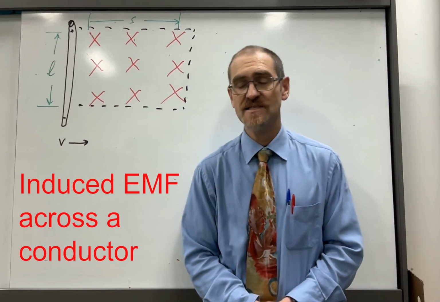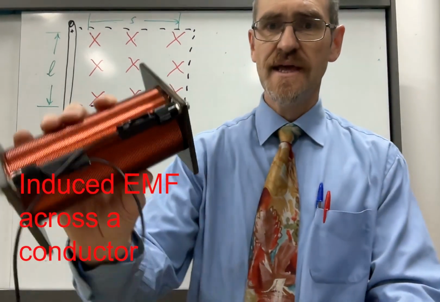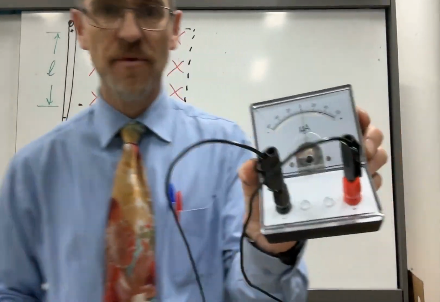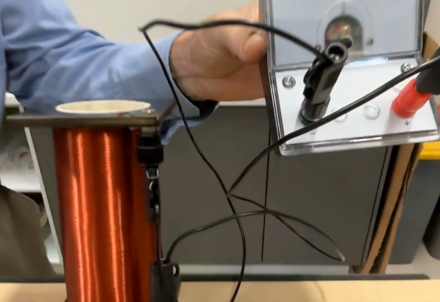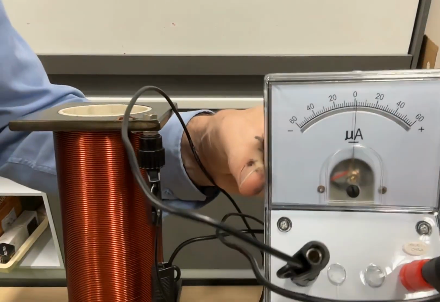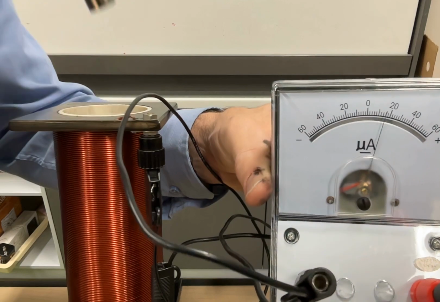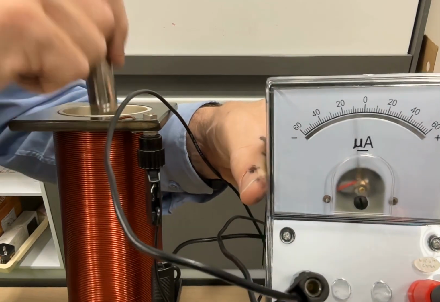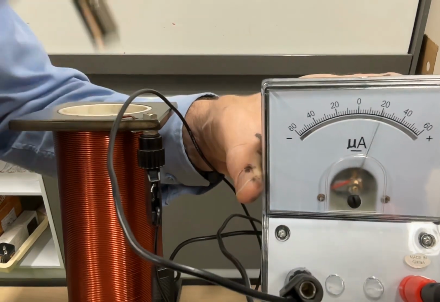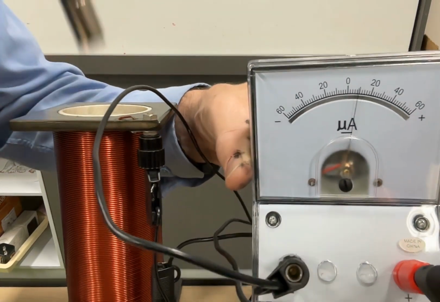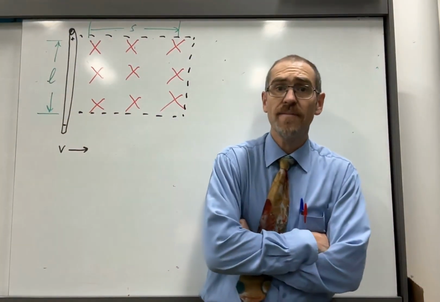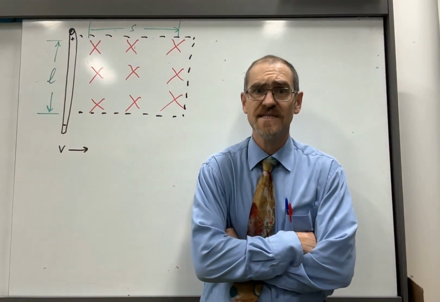Hi everyone, in class this week we took a solenoid and attached it to an ammeter. This particular one is a micro ammeter, and we got ourselves a magnet and placed it in and out of the solenoid, and we saw that there was a voltage induced across the solenoid, and because of that voltage we saw a current flowing through the wires. We want to talk a bit more about this idea of an induced voltage across a conductor today.